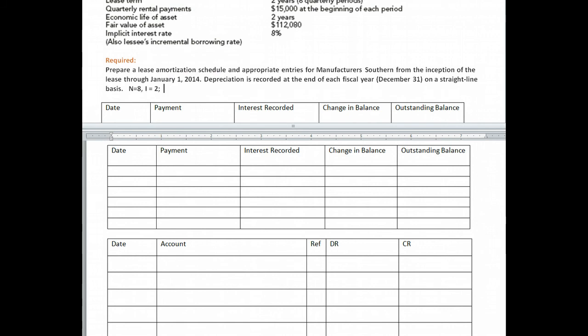So now we need to look up the PV, and we're going to do 15,000. And when you look at the PV tables for an annuity due of $1, you'll get 7.47199.